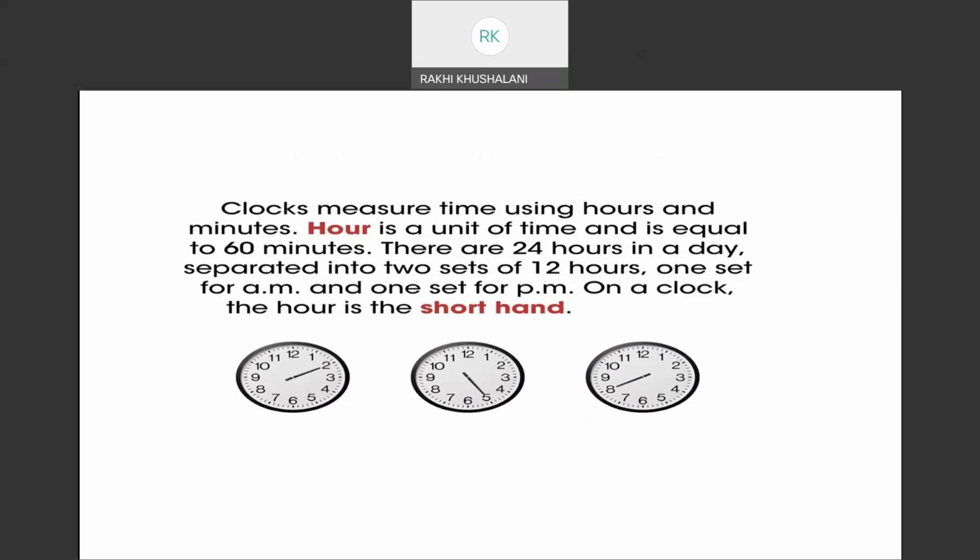There are 24 hours in a day, separated into two sets of 12 hours. One set for AM and one set for PM. On a clock, the hour is the shorthand.